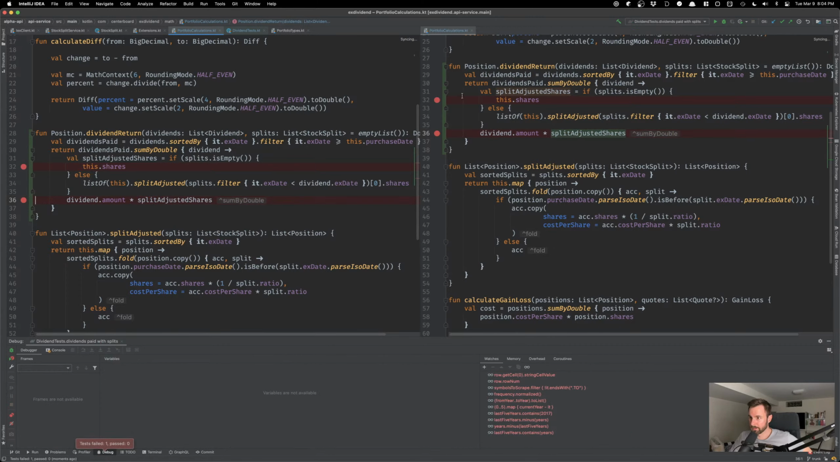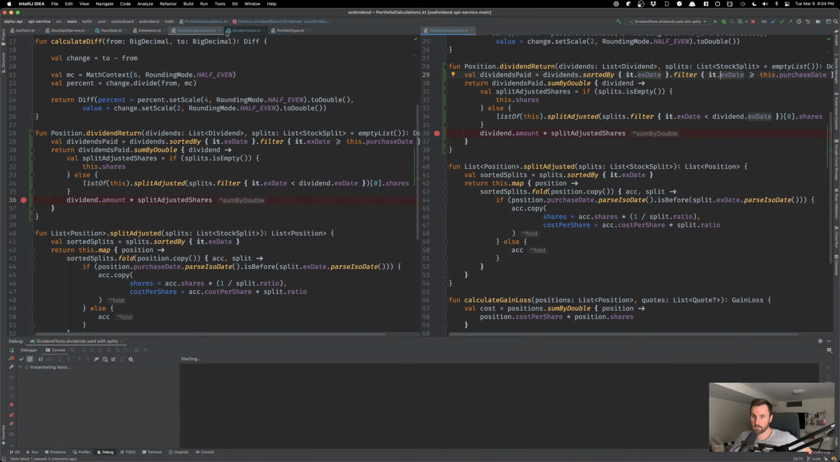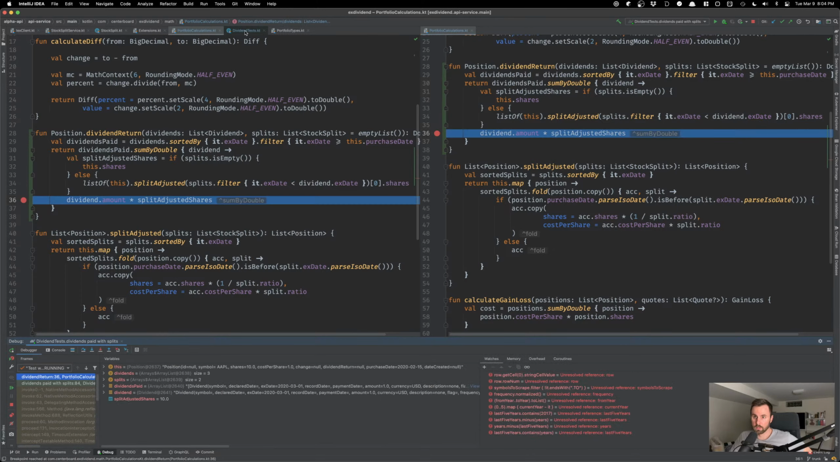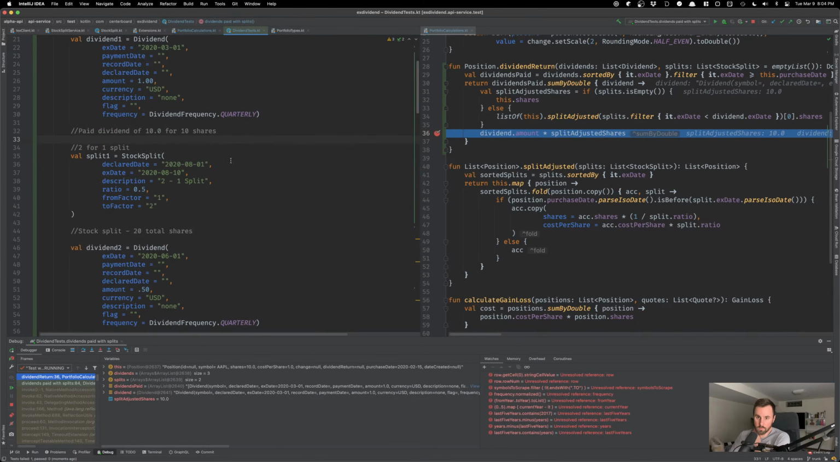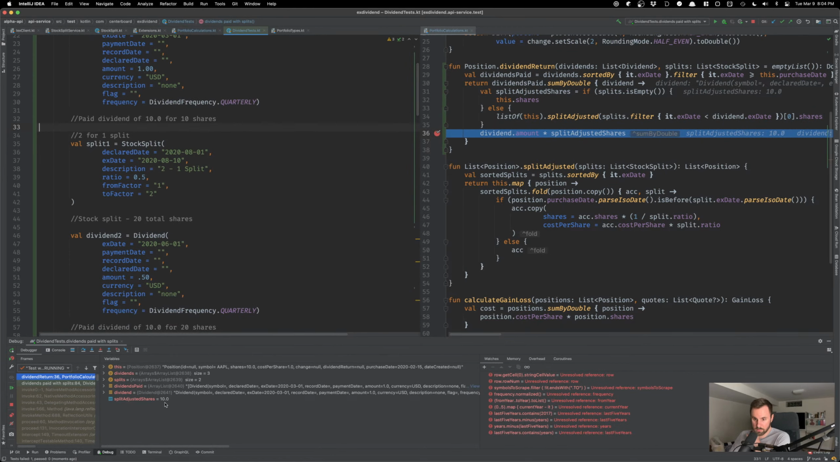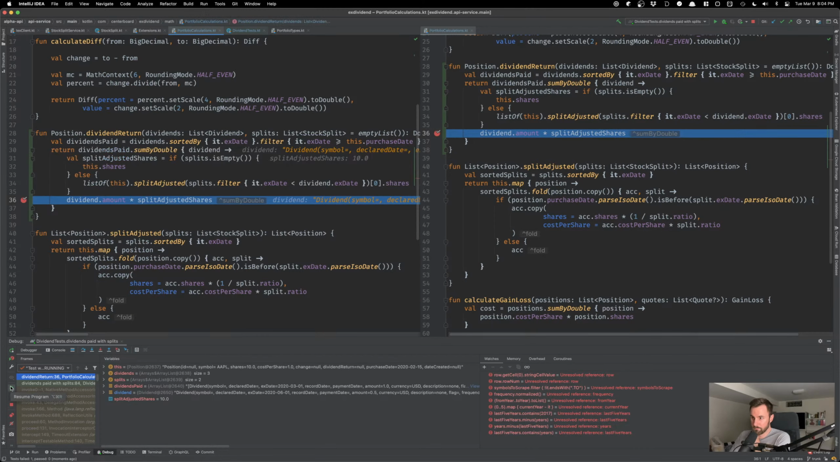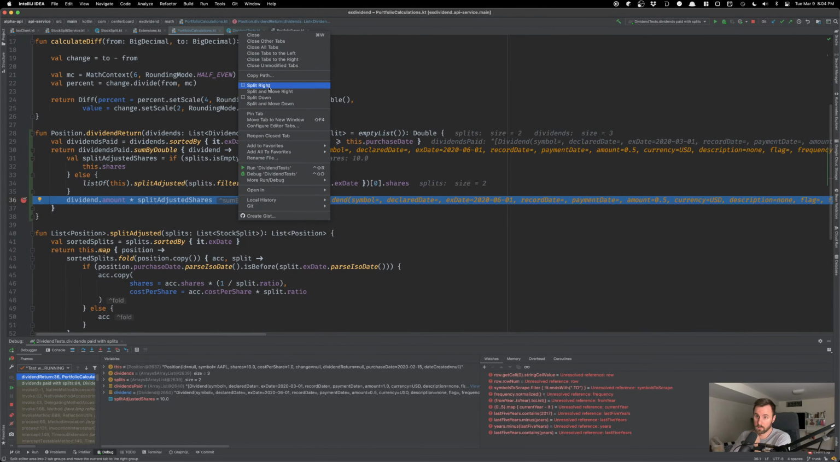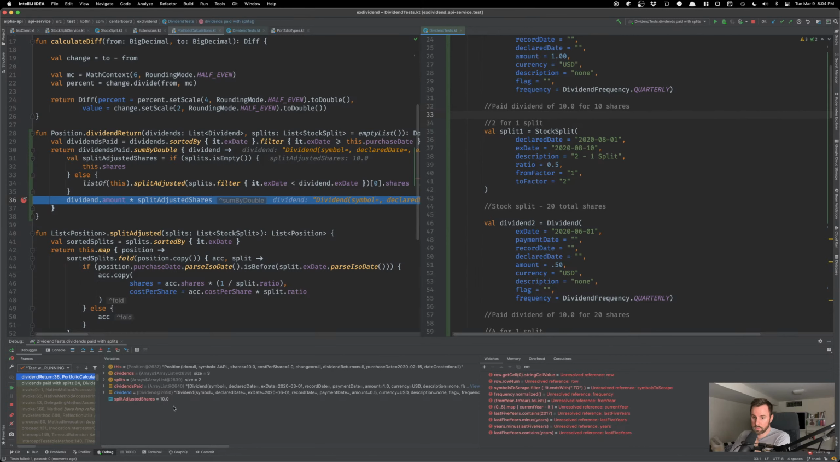Oops. Yeah, hang on a second. Why does it do that? That's really annoying. I want to look at the tests. Okay, so 10 shares. The dividend is paid. Oh my goodness, are you serious? Okay. Then the second time around, we should have 20 total shares. Okay, so something's up with our logic here.